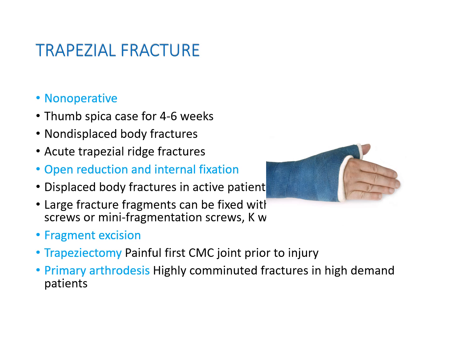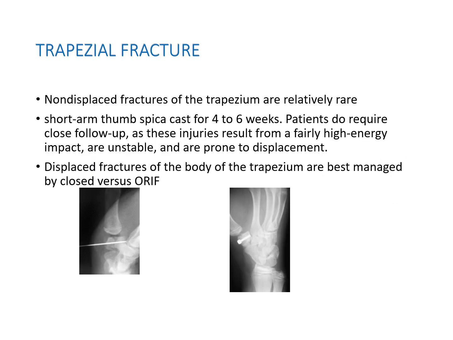If the fracture is displaced, it can be fixed with interfragmentary screws or K-wires. If there is associated OA in the base of the thumb, primary trapeziectomy can be done. This X-ray shows percutaneous fixation of the trapezium, and the other one shows interfragmentary screw compression of the trapezium.